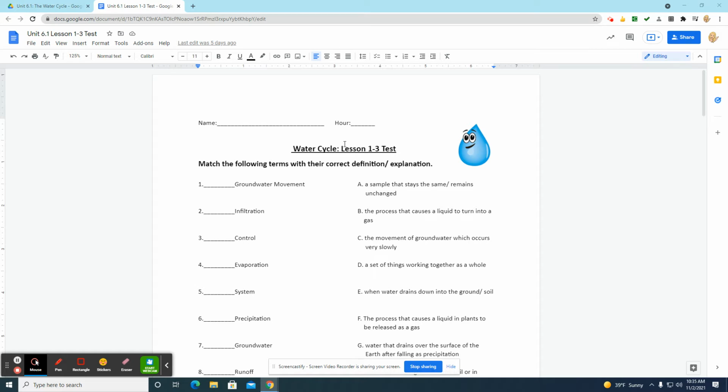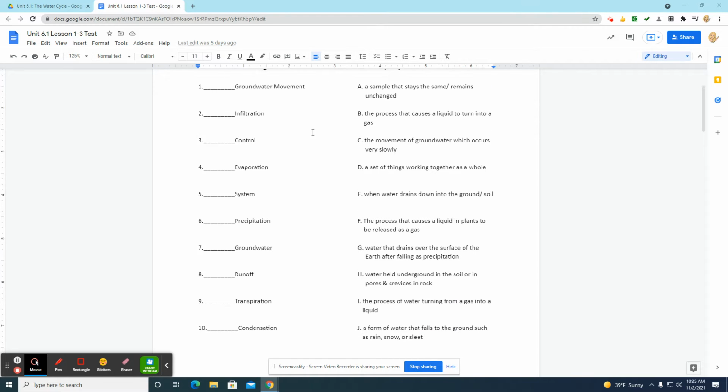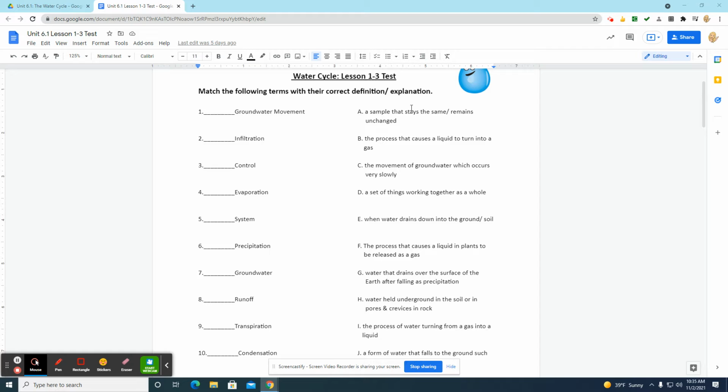So this is our first test for the water cycle, lesson 1 through 3. And let's go and get started with the matching. First, I'm going to read through all the vocab terms, then I will read through the matching answers. So number 1 is groundwater movement, 2, infiltration, 3, control, 4, evaporation, 5, system, 6, precipitation, 7, groundwater, 8, runoff, 9, transpiration, 10, condensation.